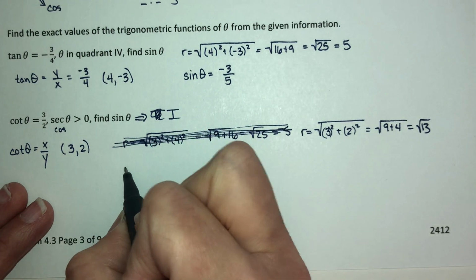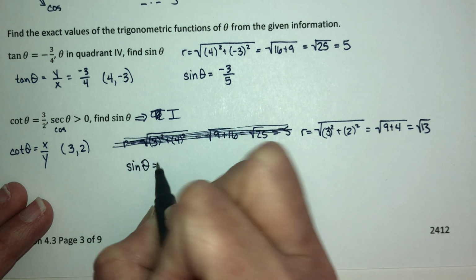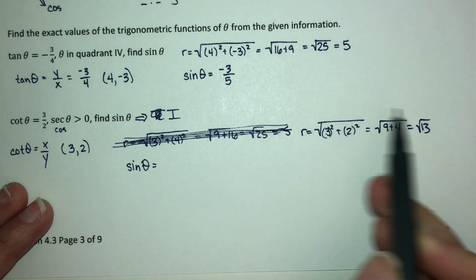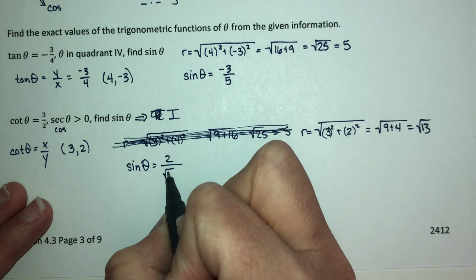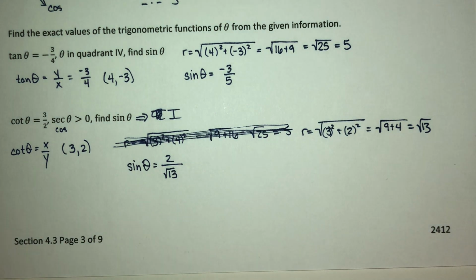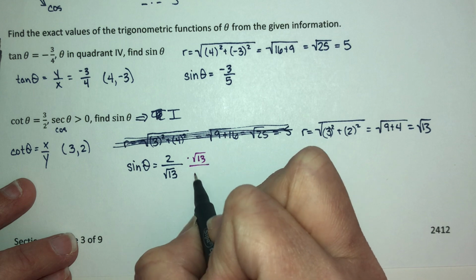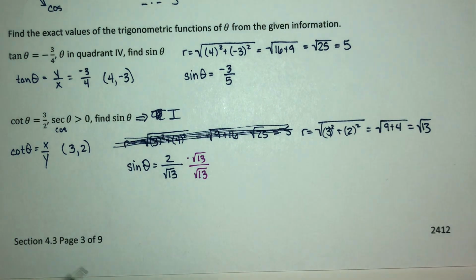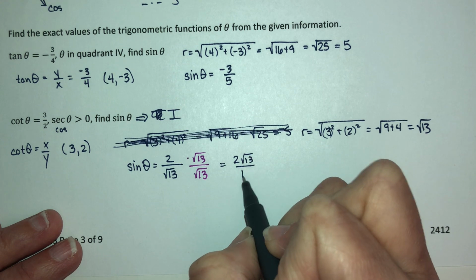Now to find sine of that theta, that is y over r. So 2 over the square root of 13, which we need to rationalize to get 2 times the square root of 13 over 13.